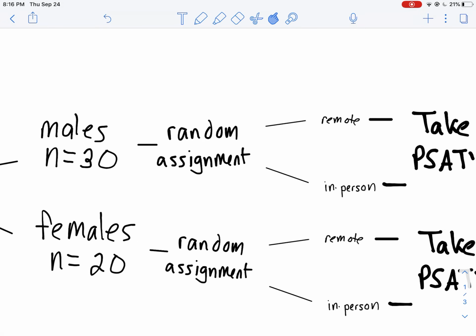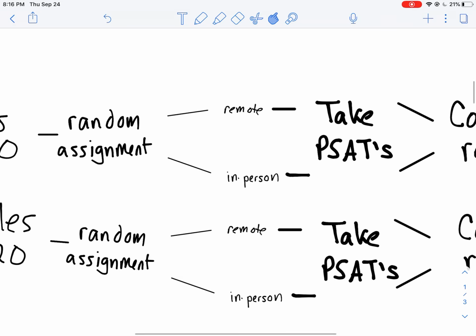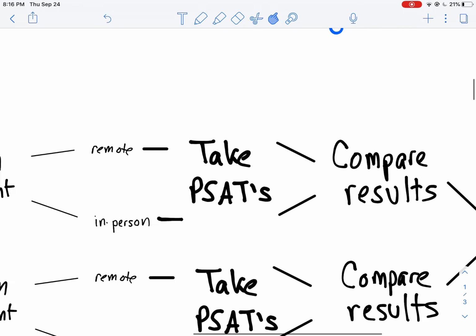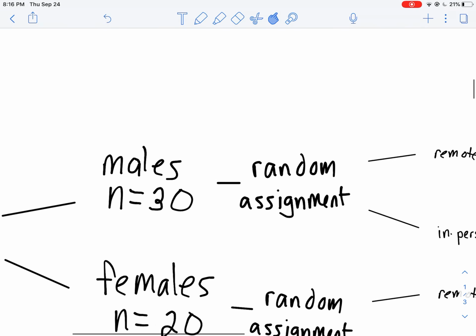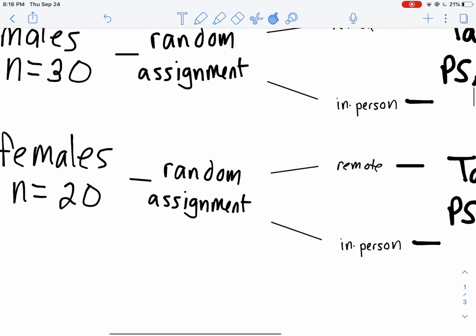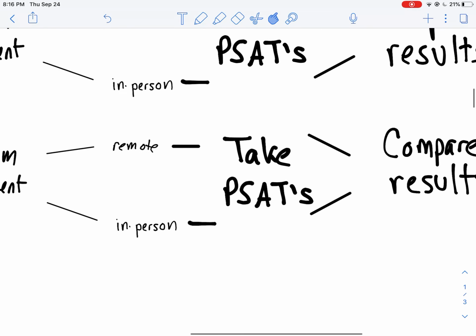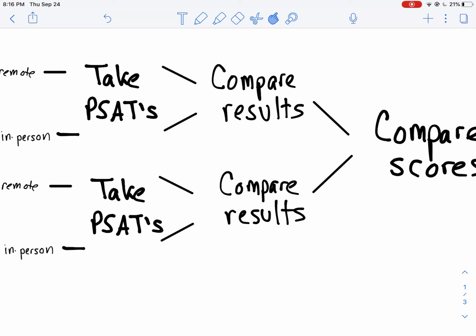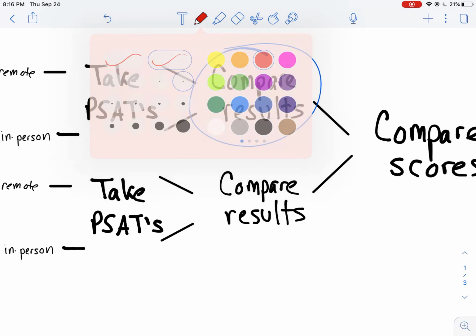So we separated the males and females, then using random assignment, assigned half of them to remote, half of them to in-person. Had them take the PSATs, then we compared the results exclusively by, first we did it by males, and then for the females did the same thing, randomly assigned them to remote and in-person, had them take the PSATs and compare the results. And then what you would do is compare the results from each of those specific groups that you split it up into. Maybe you notice that, when I separated by males, I noticed that the males remotely didn't do as well as those who had the in-person instruction.